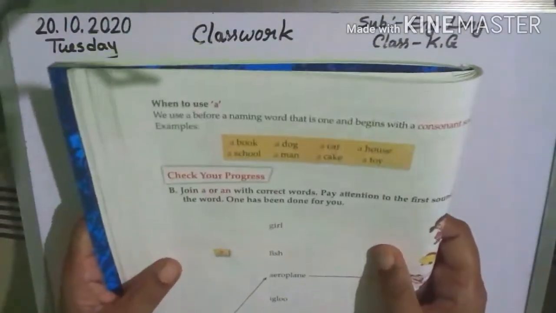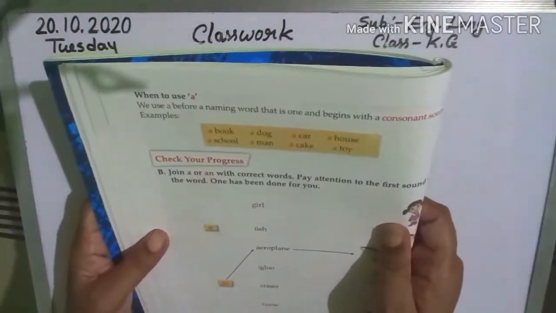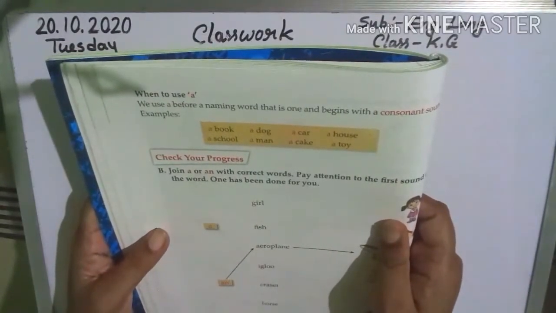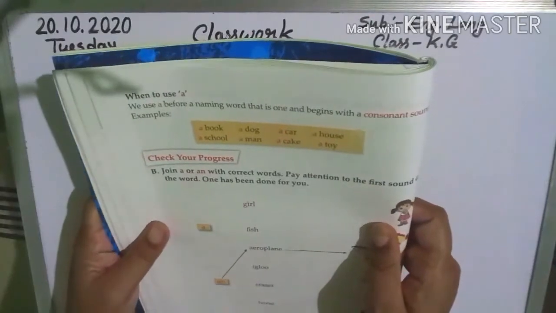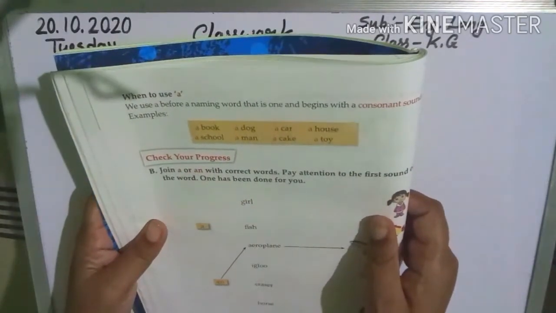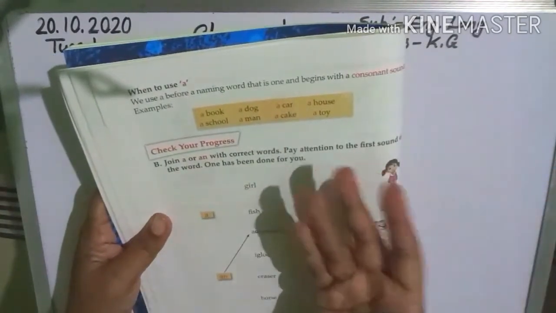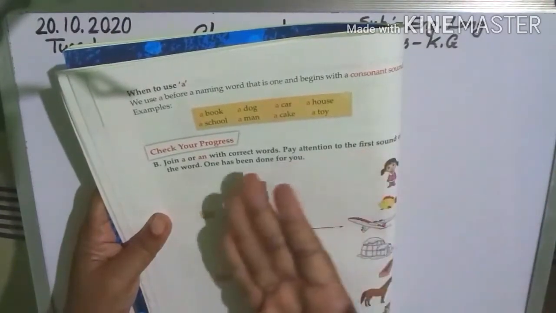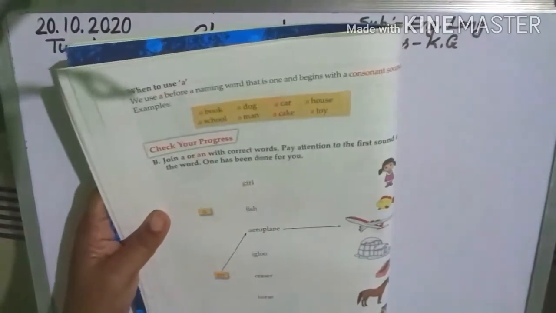Page 47, 48, 49. Okay, I finished 50. Page 50 also. When to use A? We use A before a naming word that is one and begins with a consonant sound. Consonant sound: book, school, dog, man, car, house, you use a.